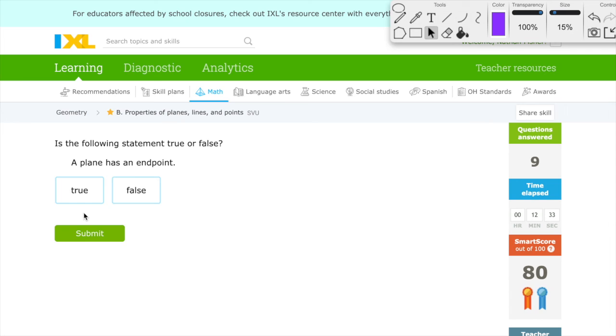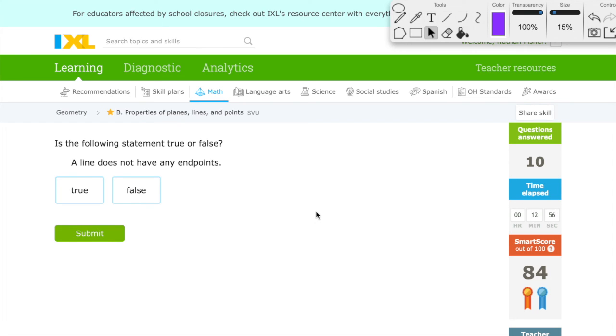We talked about a little bit ago, if a plane has an endpoint, and we said that because of what we know about coordinate planes, like an x and a y axis, we know that on the ends of those, when we draw a coordinate plane, it goes on forever. So this one should be false. It doesn't have an endpoint.